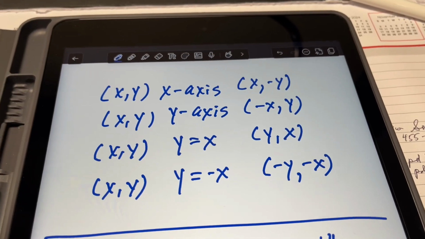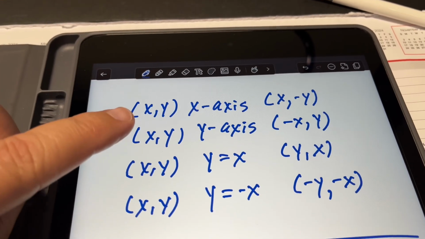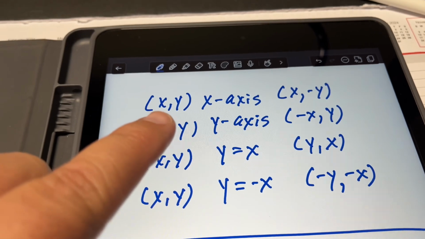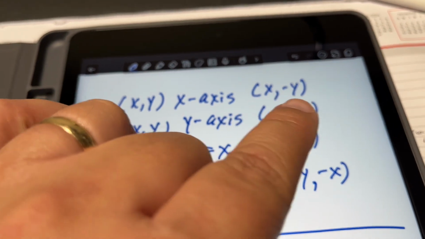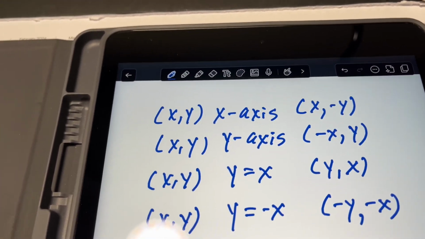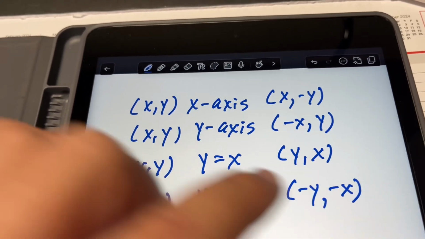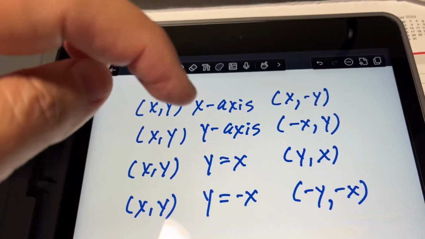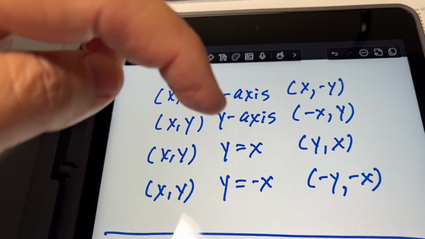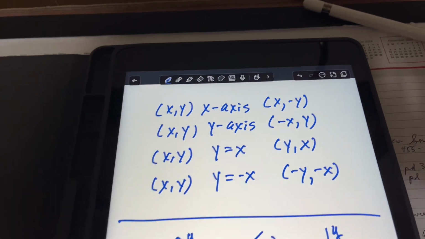Let's talk about reflecting points over lines. If you have an ordered pair and you reflect it over the x-axis, this point (x, y) is going to become (x, -y). So you change the sign of the y value. And if you have (x, y) and it's reflected over the y-axis, it becomes (-x, y). So you'll notice that if it's over the x-axis, the y value changes signs. If it's reflected over the y-axis, the x value changes signs. So it works like that.